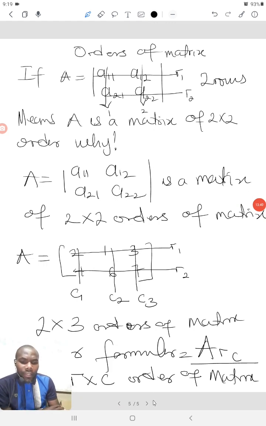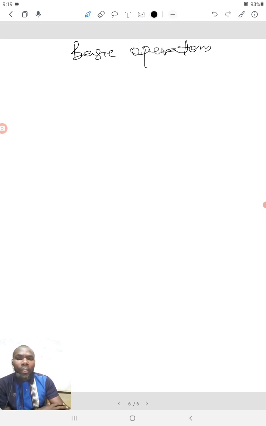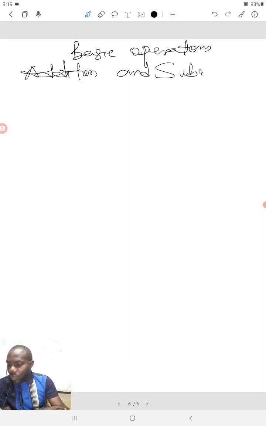We have some basic operations in matrix. Let's start with addition and subtraction.